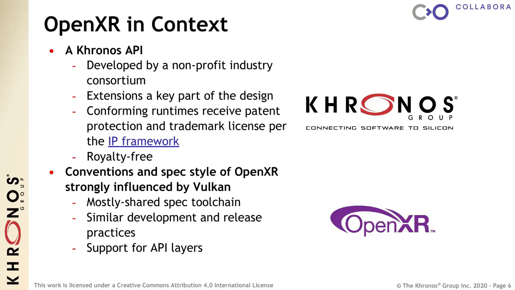In terms of relatives of OpenXR, the conventions and style and even some of the nitty-gritty, such as the tools used by the working group, are strongly influenced by Vulkan. Vulkan is a low-level, high-performance rendering and computation API, primarily for use on GPUs. We have a mostly shared toolchain for generating specifications. We have similar development and release practices. Like Vulkan, we have a loader with support for API layers, which let you hook any function in the API in a controlled, understandable way.